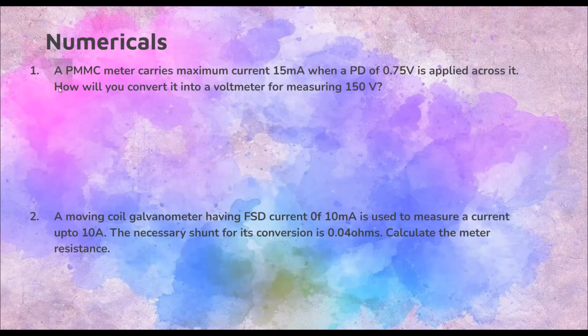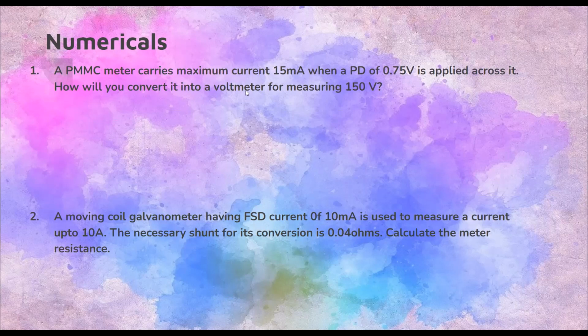So the first one, a PMMC meter carries maximum current of 15 milliampere when a PD, matlab potential difference of 0.75 volt is applied across it. How will you convert it into a voltmeter? Voltmeter pe convert karna hai mujhe for measuring 150 volts. Fine. So now let us see.